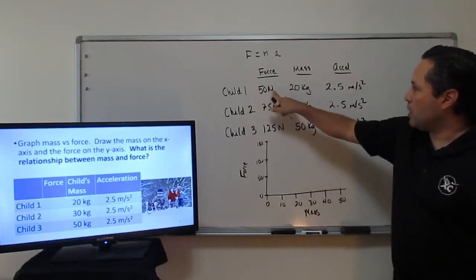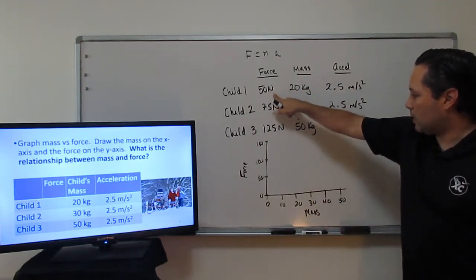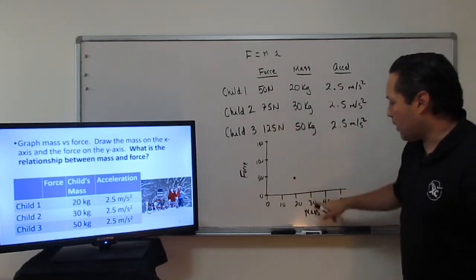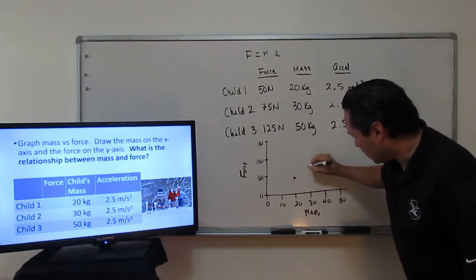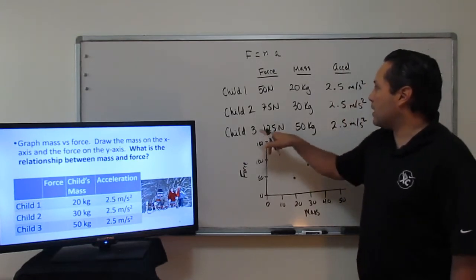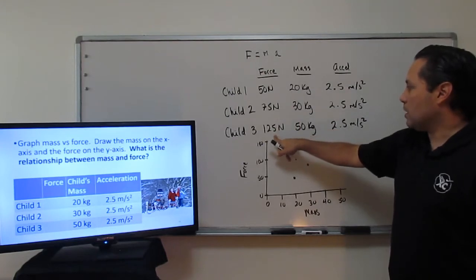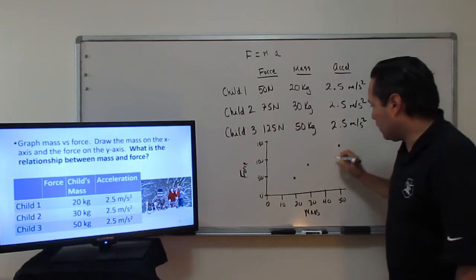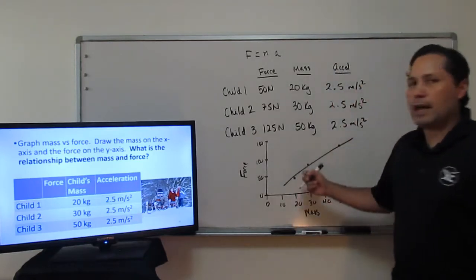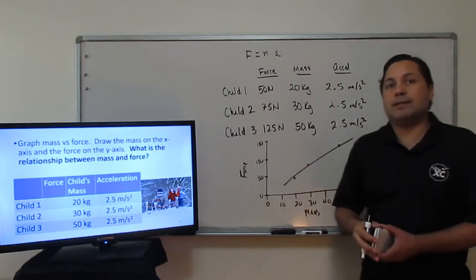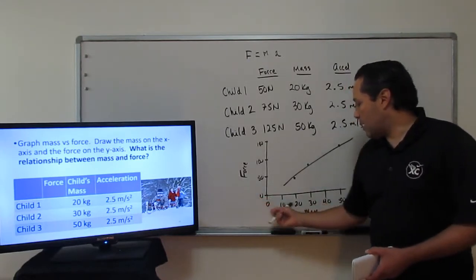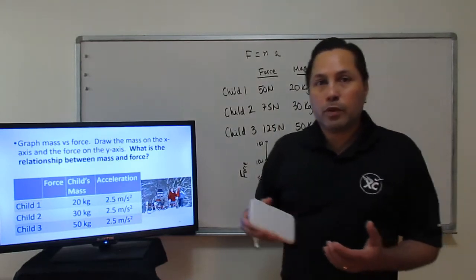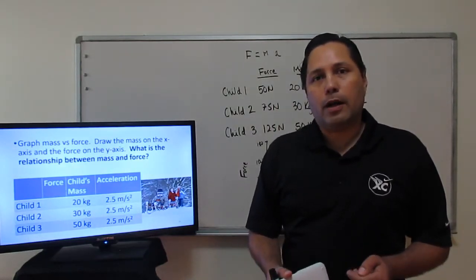For our first one, 20 kilograms, you needed 50 newtons, so that'll be right here. At 30 kilograms, you needed 75 newtons, so that'll be somewhere around here. And finally, at 50 kilograms, we needed 125, so it'll be somewhere around here. You can see that we get a positive slope. That means they are directly proportional. As the mass goes up, the force also goes up. That is the relationship between force and mass. Let's move along.